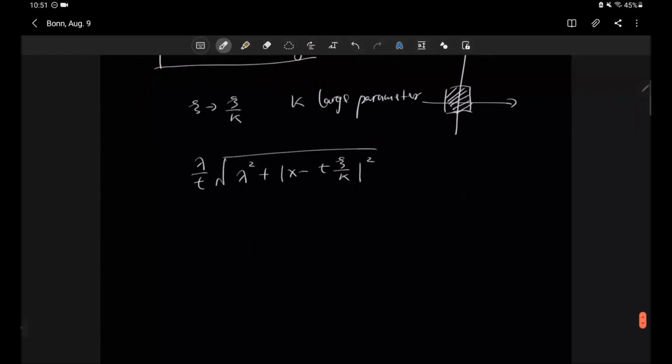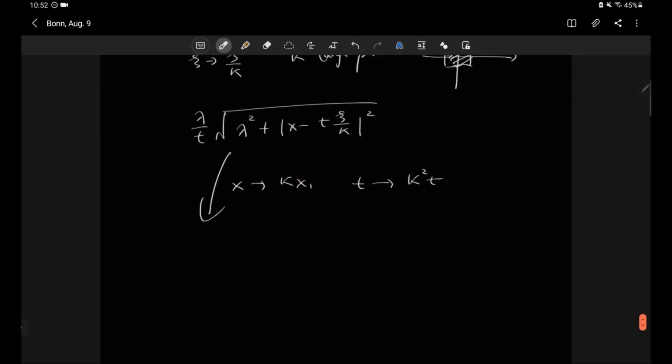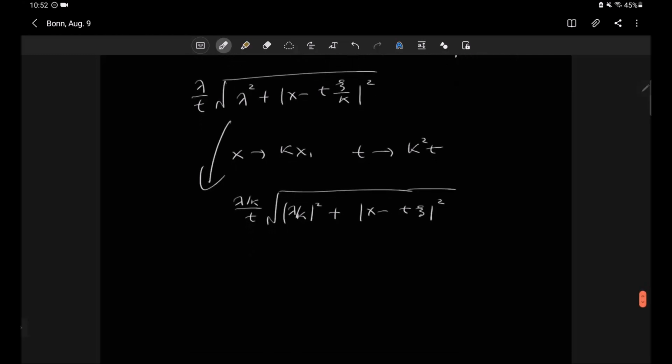Now the change of variable we do is that x is changed to kx, and t is changed to k squared t. And the phase function will become something like this: lambda over k divided by t, lambda over k squared, plus x minus t c squared. You see that lambda is replaced by lambda over k. And this is fine, our phase function is still more or less invariant, right?